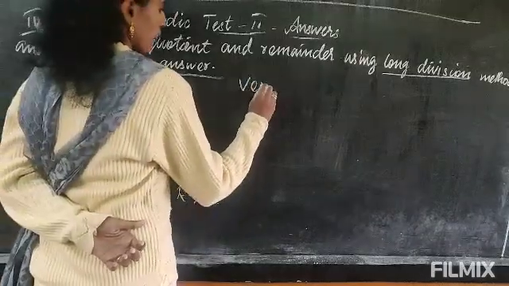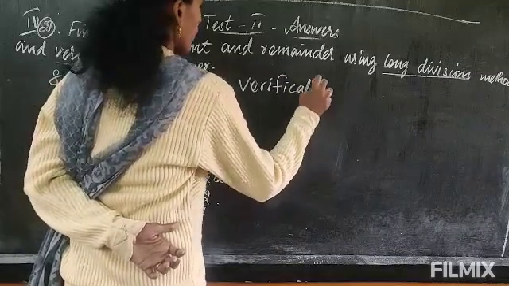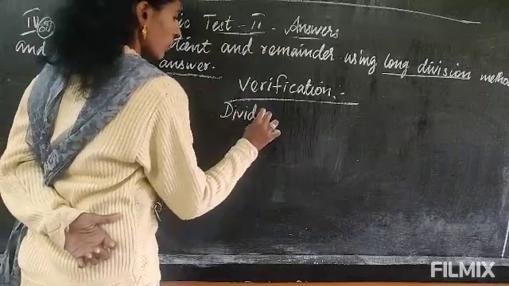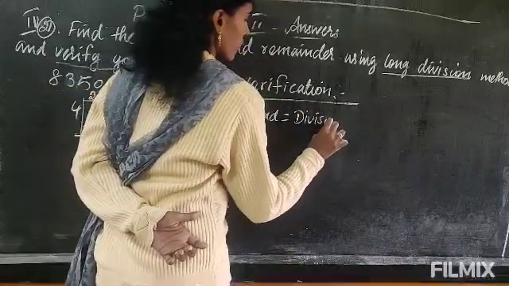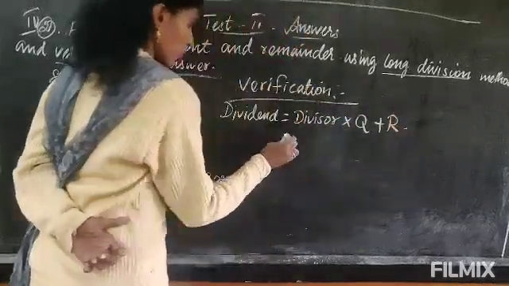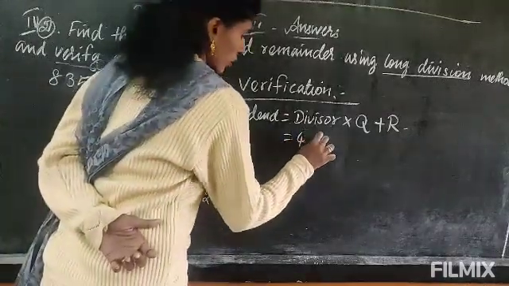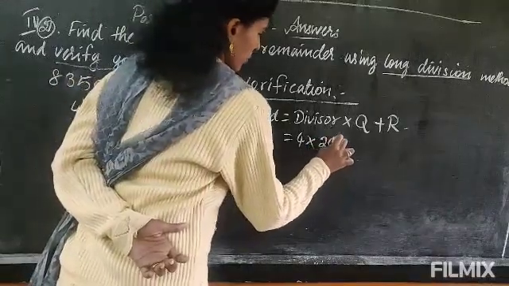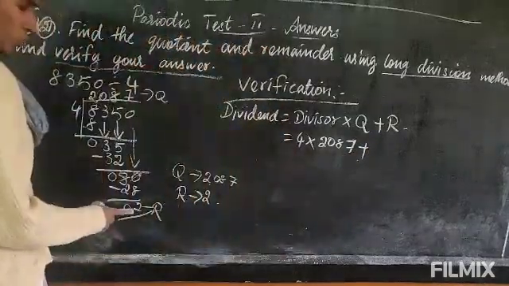Verification formula you must know. What is the verification formula? Verification formula is dividend equal to divisor into quotient plus remainder. So here the divisor is 4 into quotient. Quotient is 2087 plus remainder. Remainder is 2.